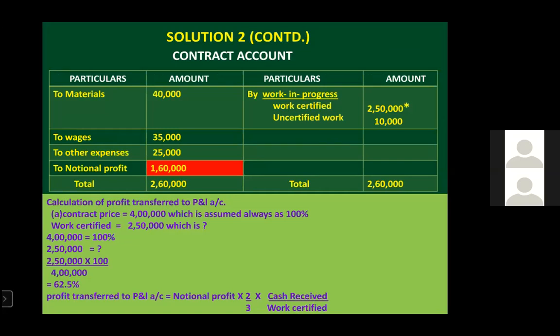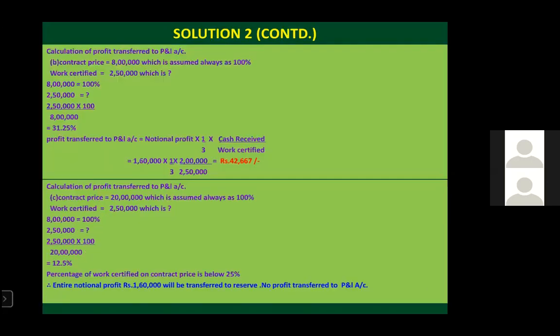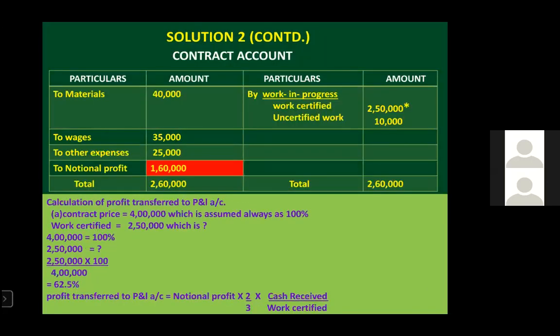Work uncertified is 10,000. So the credit side is more, that is 2,60,000. Then what is the balancing figure, in the name of notional profit? 1,60,000. Once you came to know the notional profit 1,60,000, we'll move on to the calculation of profit transfer to P&L account.